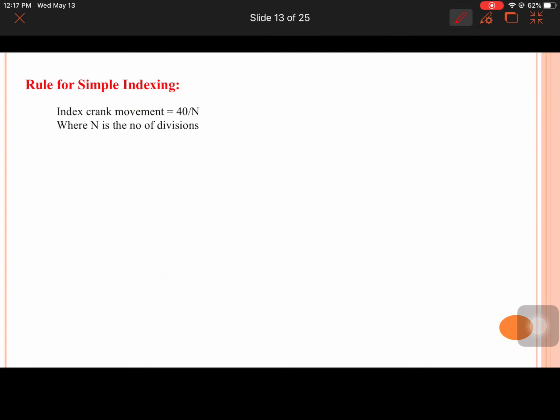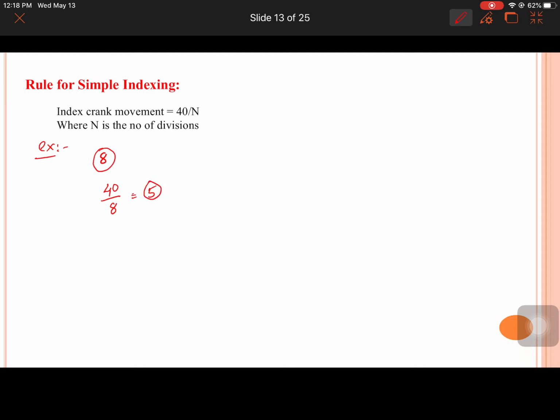Now, how to achieve this simple indexing? That is done by utilizing this particular formula, 40/n. What is n here? N is the number of divisions which you want to achieve on the work part. Now let us take some examples to understand this. If you want to divide the entire surface into 8 equal divisions, that means I want to get an octagonal surface on the work part, how to achieve that? 40/8.